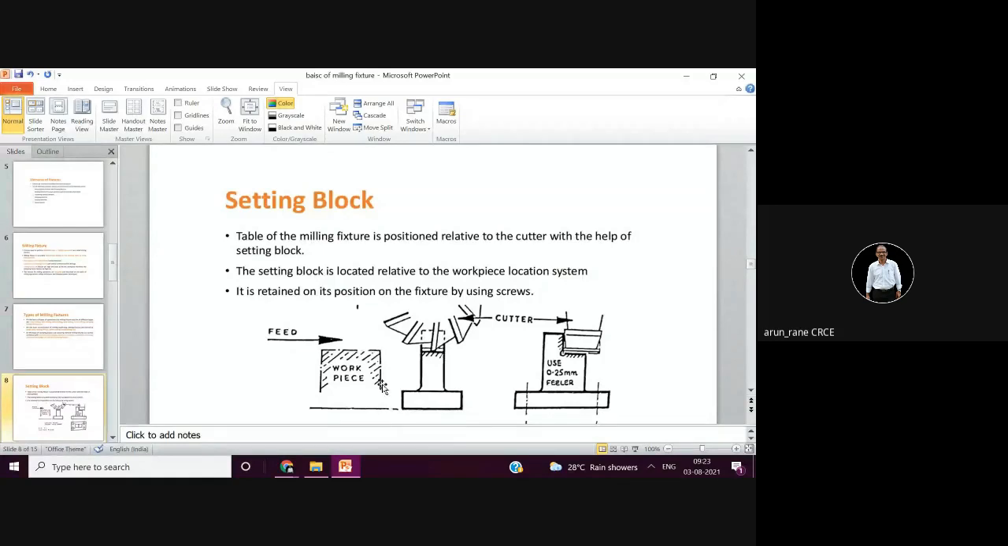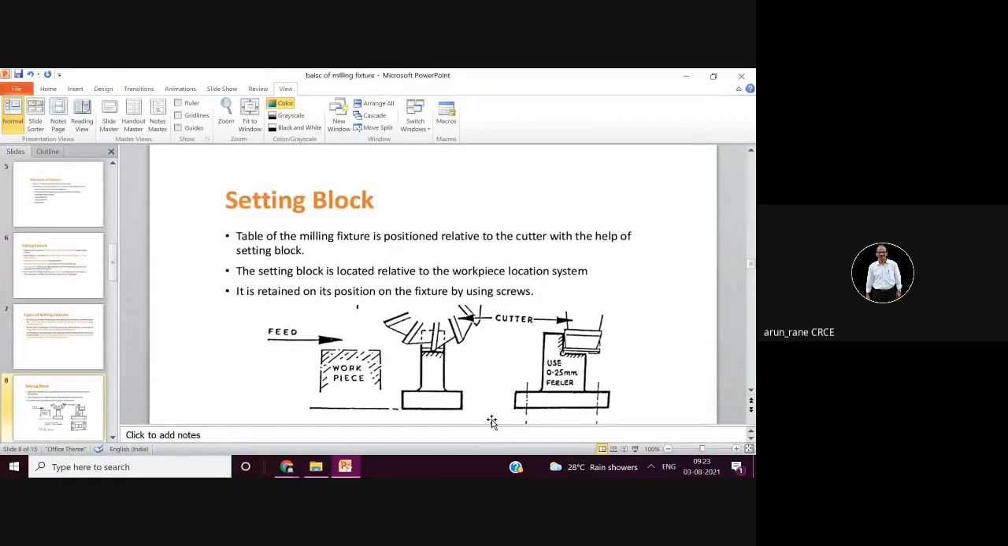So here this is a workpiece, correct? And this is the side view. This is the side view of the workpiece, and this is your milling cutter. So this milling cutter and this milling cutter. Okay, and you have to mill like this. You have to mill a slot.